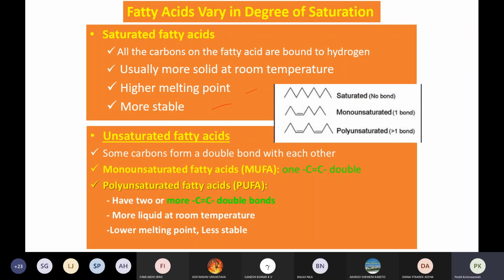Whereas unsaturated fatty acids have one or more double bonds in their structure, and if they have only one double bond, they are known as monounsaturated. If they have two or more double bonds, they are polyunsaturated fatty acids. The unsaturated fatty acids are liquids at room temperature, and they have a lower melting point, and they are less stable.